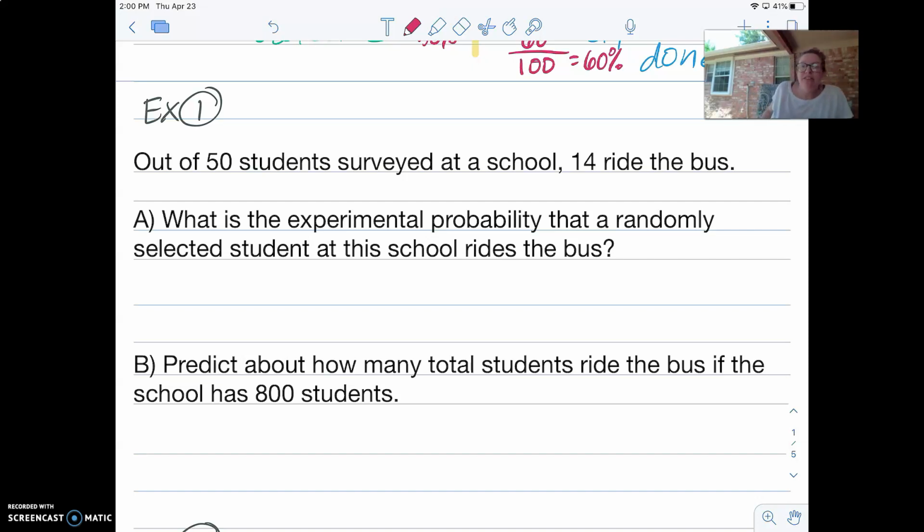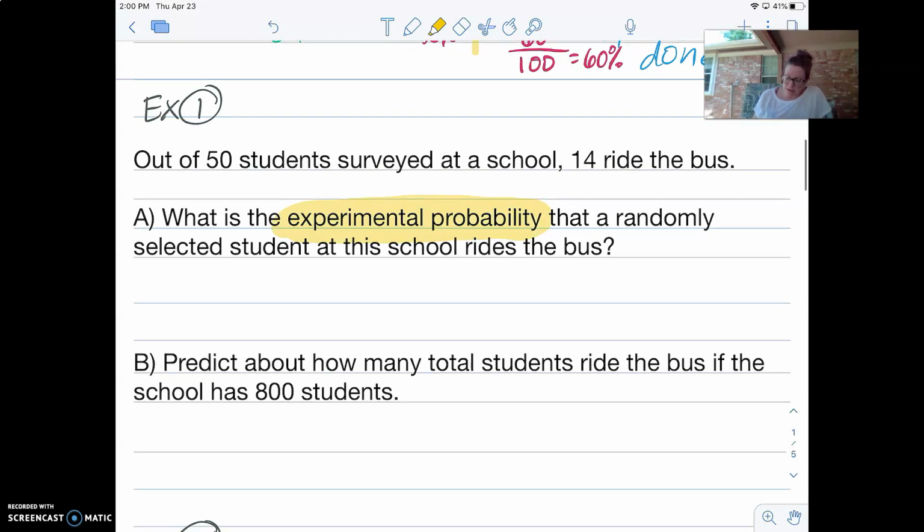It says, out of 50 students surveyed at a school, 14 of them ride the bus. First of all, we're going to calculate the experimental probability that a randomly selected student at this school rides the bus. So here's what you want to figure out. You want to think, okay, experimental probability is not the theoretical. It's based on the experiment above. So this experiment is what I'm using, right?